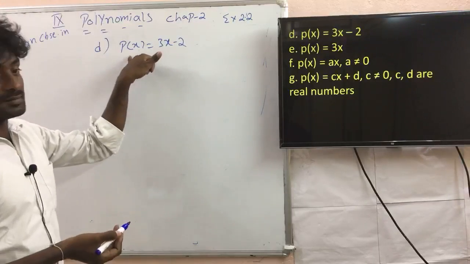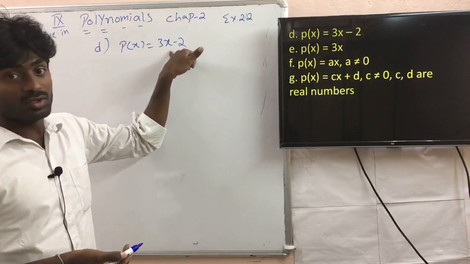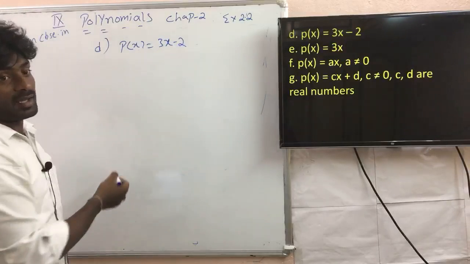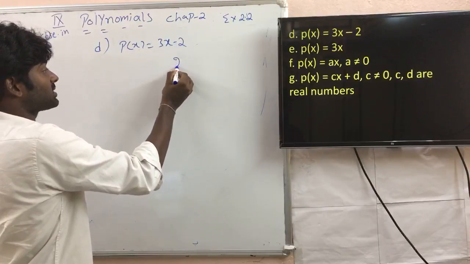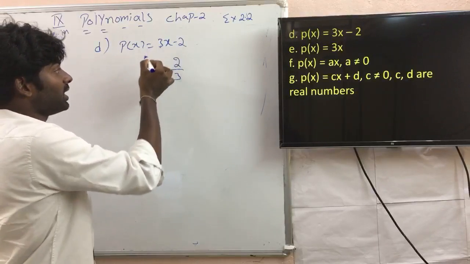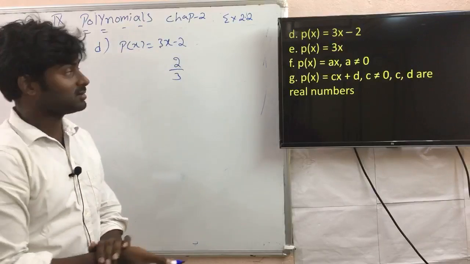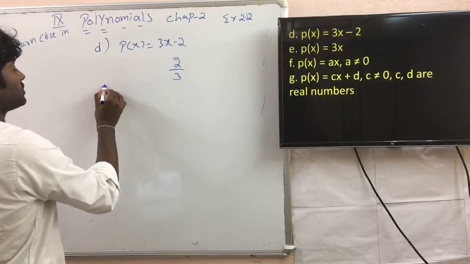Now see, p of x equals 3x minus 2. Already said, minus b by a. So minus into minus is plus 2 by 3. a equals 3 here. The answer is 2 by 3. Very good, Selvi. So, go for the next one.